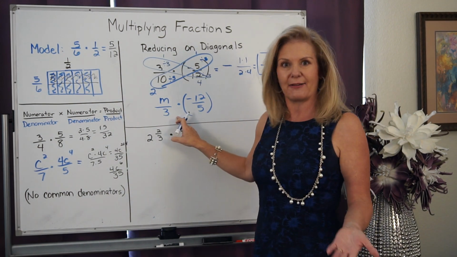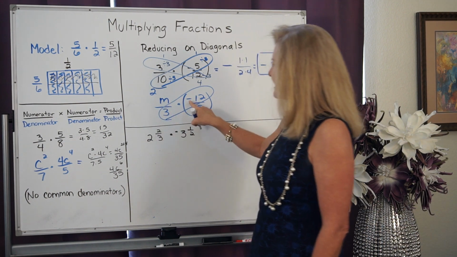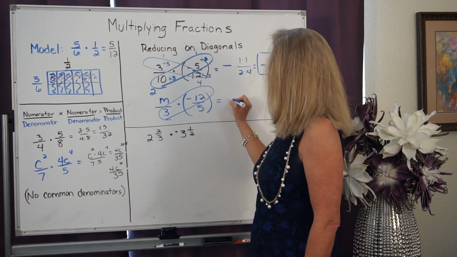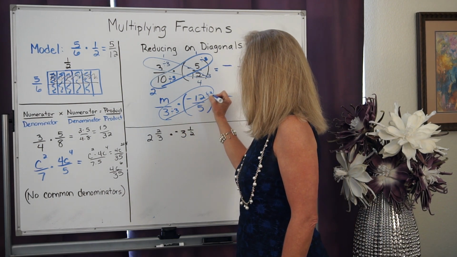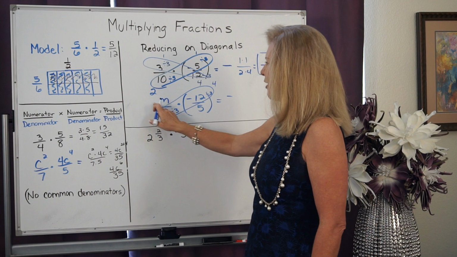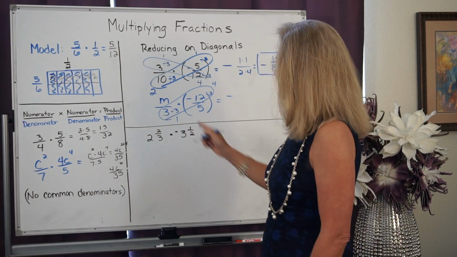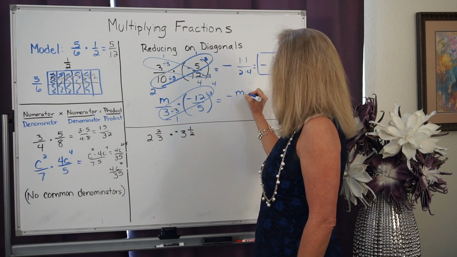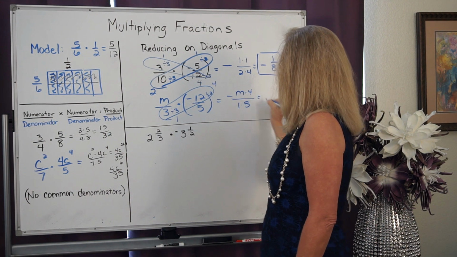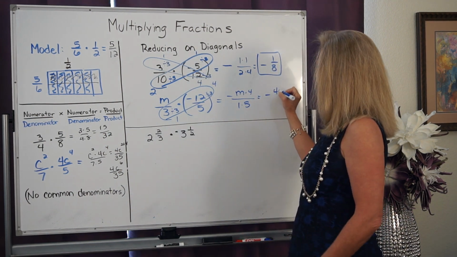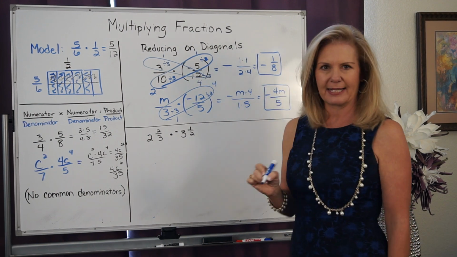Now, I would also do that if I have variables. So I take a look at this diagonal. I see there's a negative and a positive, so I know my answer is going to be a negative. But I know I could divide by 3 on both of these, and I get 4 and 1. Now, I can't do anything here because I don't know what m is. So I'm just going to leave it. So this becomes m times 4 over 1 times 5. So I get m times 4 is 4m. 1 times 5 is 5. That would become my final answer.